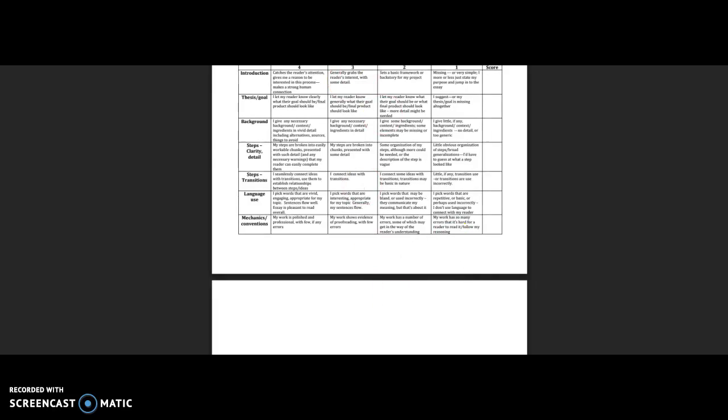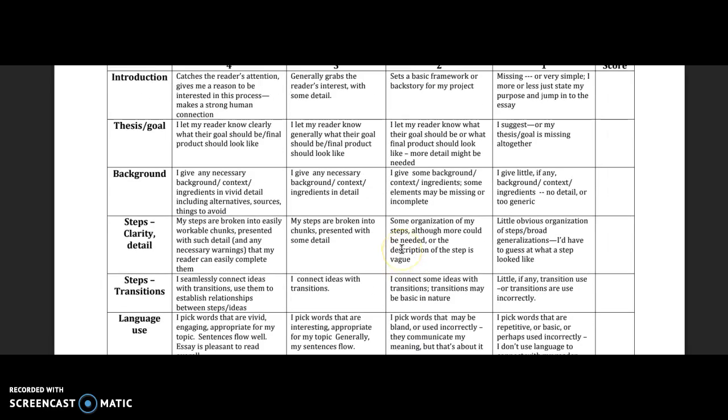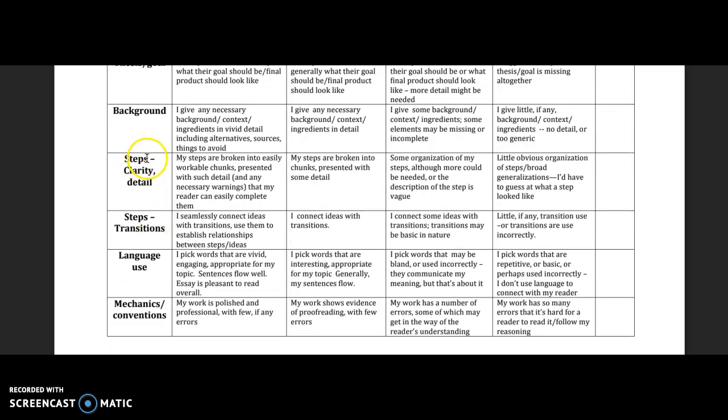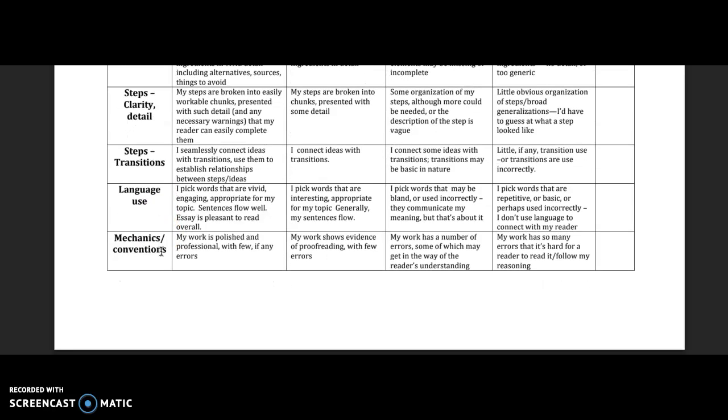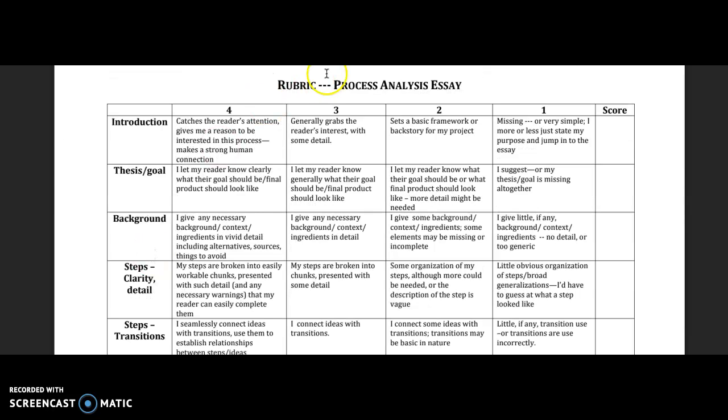I've also provided you a rubric here to help you with what you're going to be scored on for the process essay. So you need to have an introduction, the goal, or what are you trying to do, background information. So for example, somebody talked about braiding one time, and they gave us all the background information about where braids came from, the origin, the importance, the different types. So talking about that. Steps with clarity and detail, transitions between steps, your language use, and then obviously your mechanics and conventions, which is spelling and all of that. So that is your rubric.